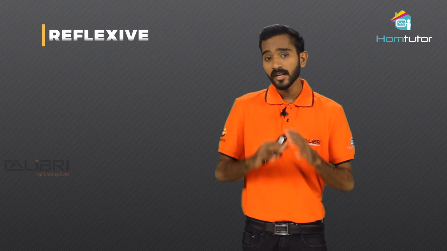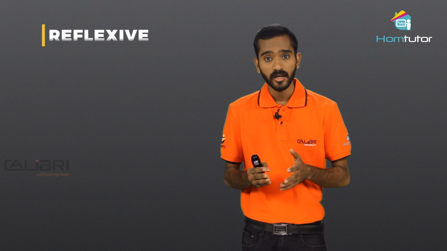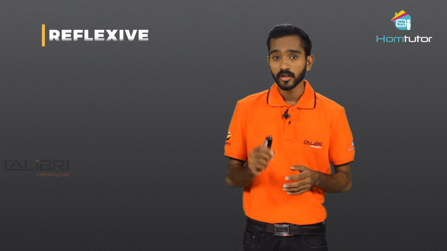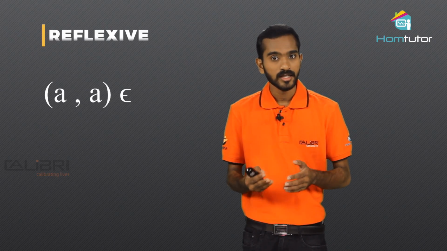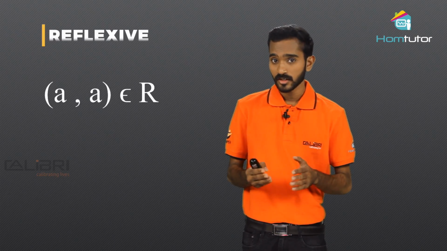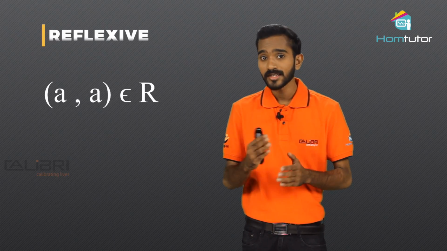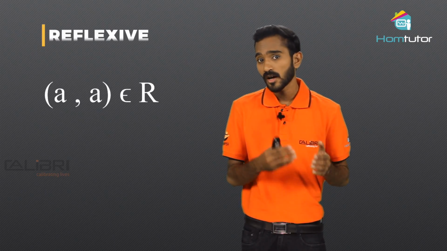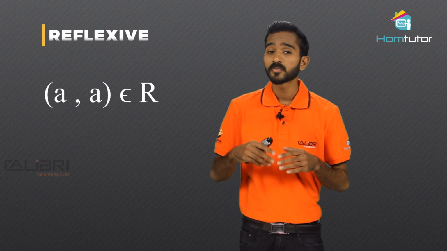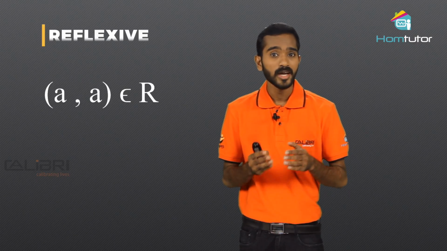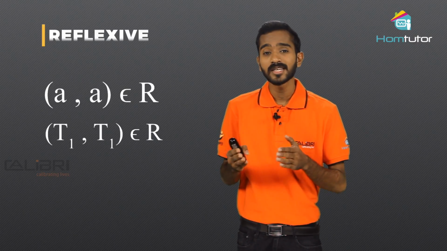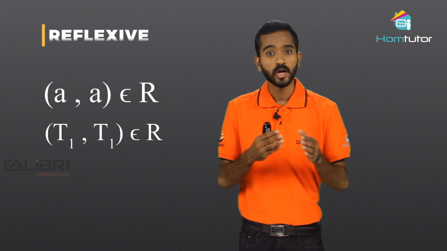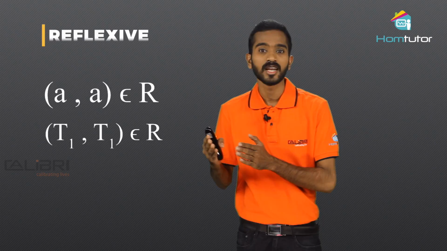We know that any relation R in a set A can be called a reflexive relation if the ordered pair (A, A) is an element of R. Now to show that the given relation R is reflexive, we must prove that the ordered pair (T1, T1) is an element of R. That is, the ordered pair (triangle 1, triangle 1) is an element of R.